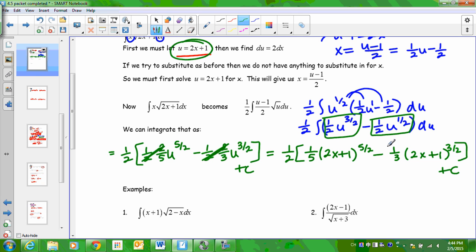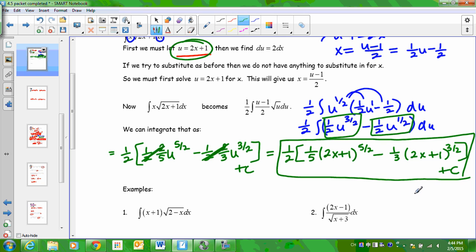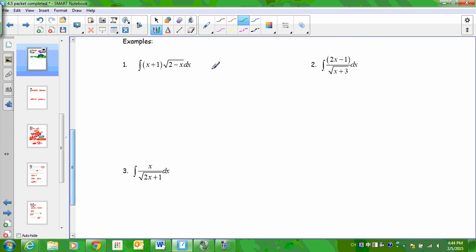You could distribute through that 1/2. You don't have to, though. This is totally fine and cool as your final answer. You could, though, distribute, and that would make that a 1/10, and that would make that a 1/6. That's optional. You don't have to do that. Okay, so let's look at the next examples. At any time, rewind, go back, listen to it again if you need to. Alright, now, you think you have two options for u.